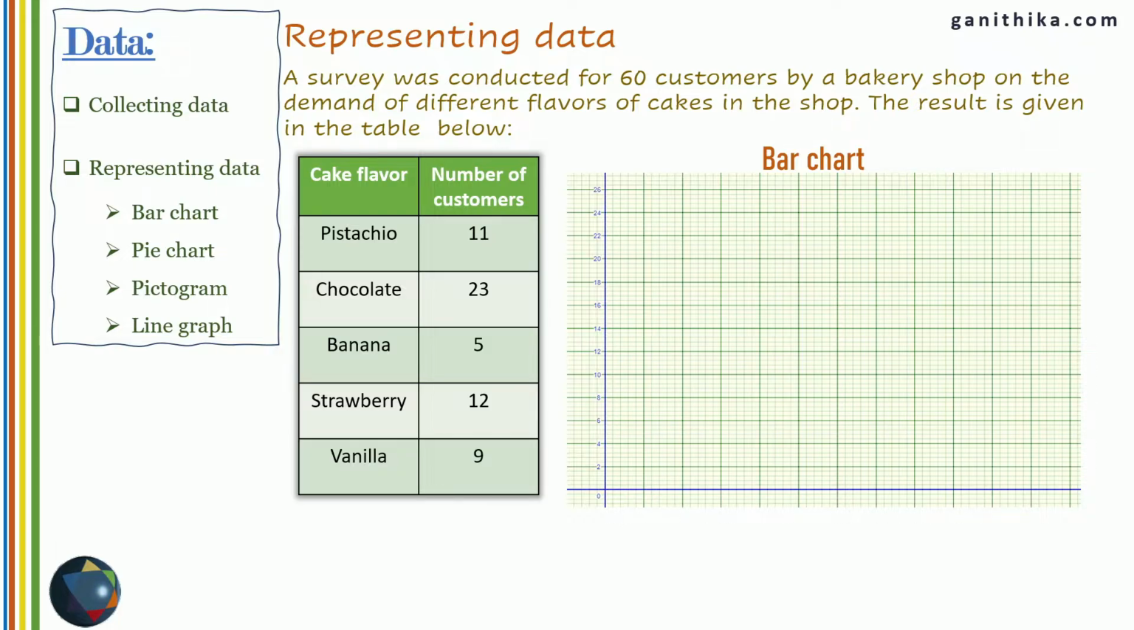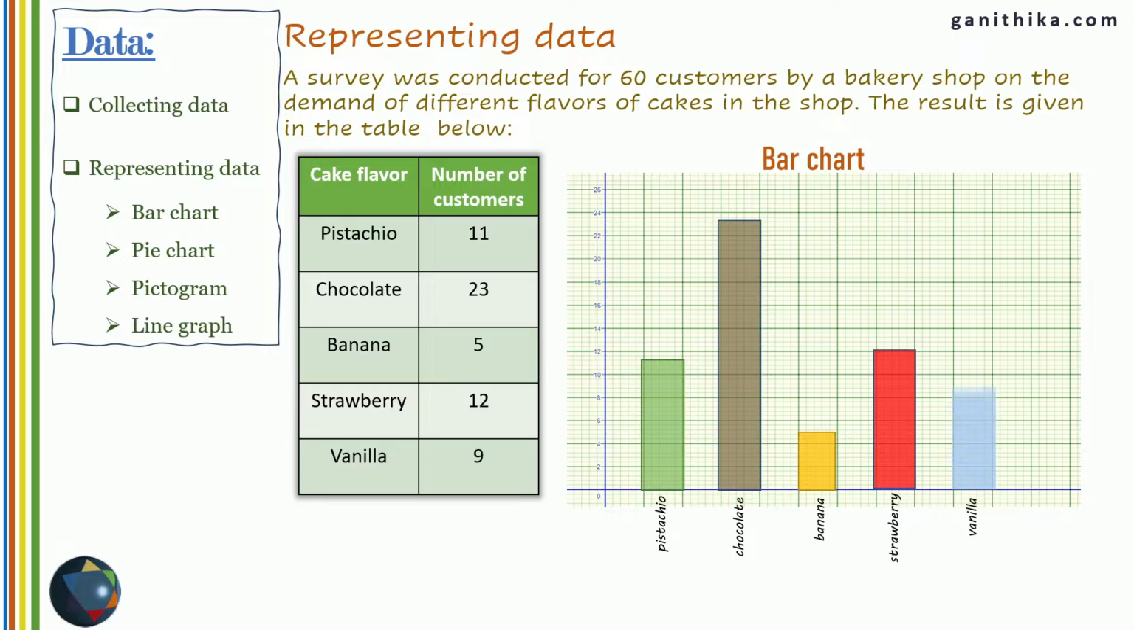Correct? On the x-axis, I'll write the flavors: pistachio, chocolate, banana, strawberry, vanilla between the two dark lines of the x-axis like this, so that I can make bars for each of these flavors. For example, for pistachio, I'll make a bar all the way up to 11 because there are 11 customers for pistachio. And then for chocolate, it goes all the way to 23. For banana, it's up to 5, strawberry to 12 and vanilla to 9, and these are the bar representation of the data given there. You can easily see that the pictorial representation is much better than the tabular representation, right? You can immediately say that banana is the least favorable cake and chocolate is the most favorable cake, right?